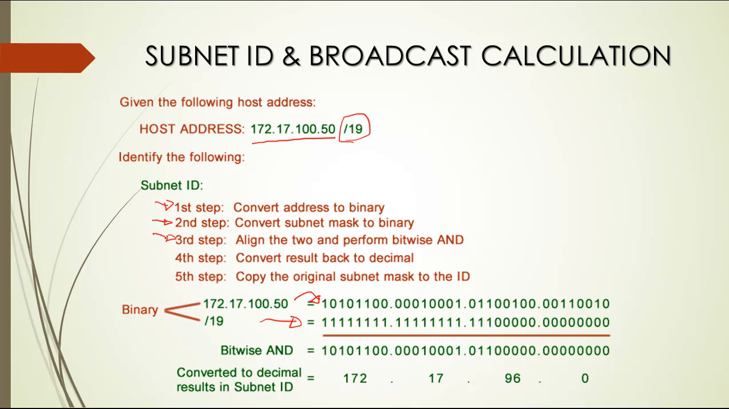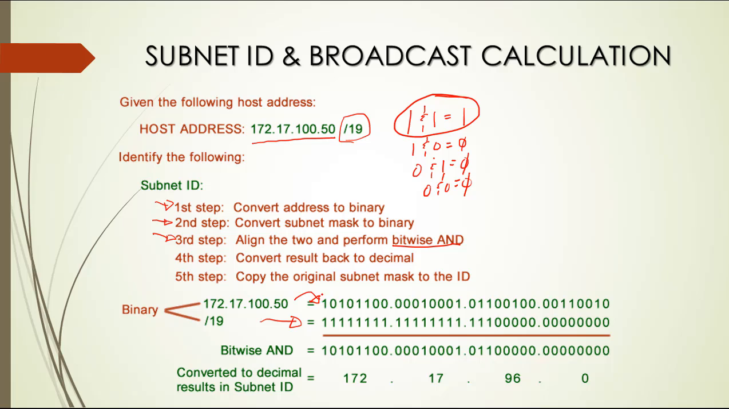We then want to align both of those addresses up bit for bit, the host address and the subnet mask, and then perform a bitwise AND. A bitwise AND states that when we compare a 1 to a 1, the result is a 1. Everything else, a 1 and a 0, a 0 and a 1, a 0 and a 0, results in a 0. So the only time we get a 1 with a bitwise AND is if we're comparing a 1 against a 1. Everything else will equal a 0.